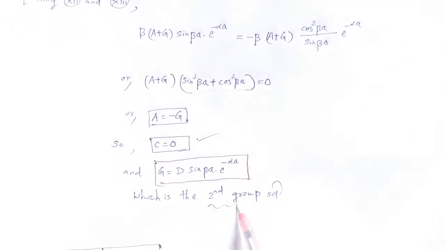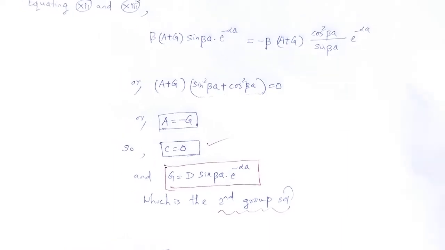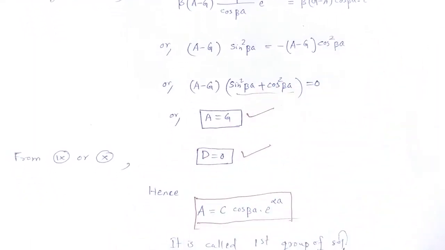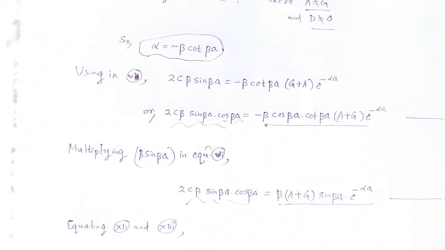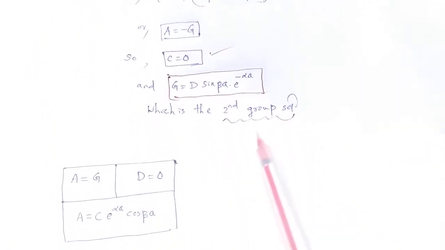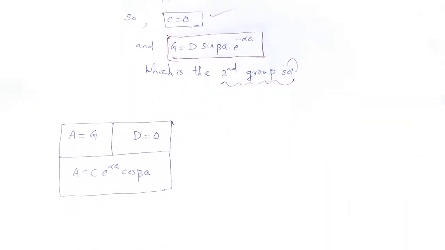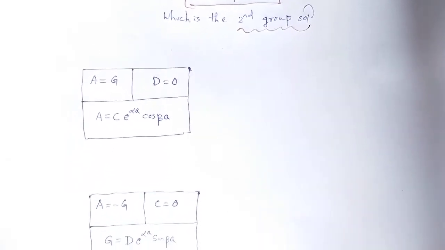That is the second group of solution. Previously we derived the first group of solution, equating these equations. Here, proceeding with the same method and equating these equations, we get the second group of solution. Now we write together what we have derived as the first group of solution and second group of solution.